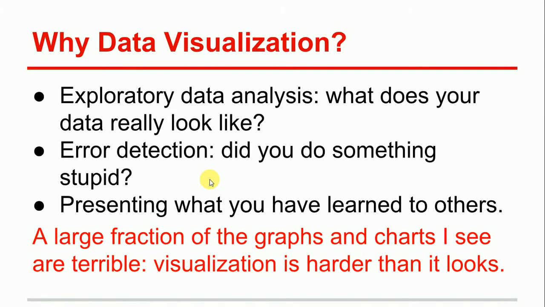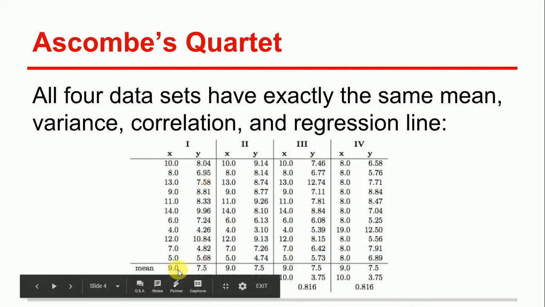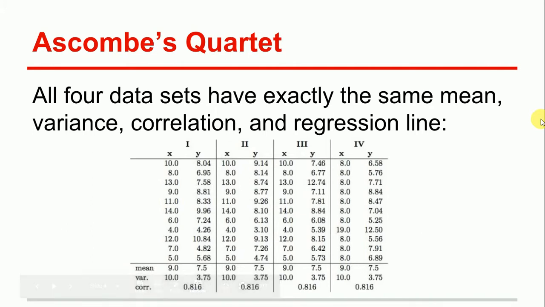So for instance, let's look at these four data sets. All these four data sets have the same mean, the same median, and the same variance. If you look at the bottom of these three, you can notice X has the same mean 9, 9, 9, 9. Y has the same mean 7.5. The variances of X and Y are the same, and the correlation of X and Y are the same. Now if you take any four data sets and try to figure out their mean, variance, and correlation, they would show as if they have the same properties.